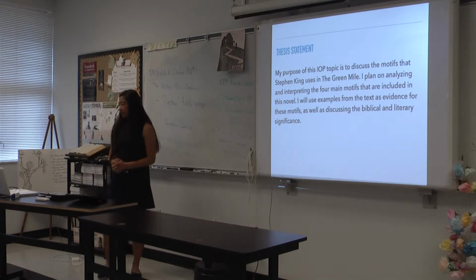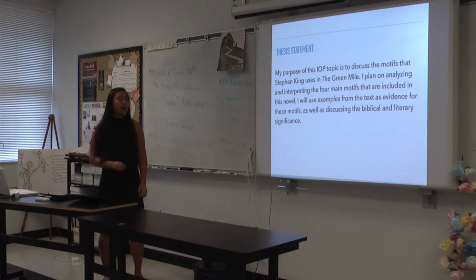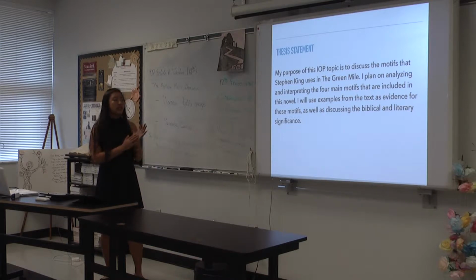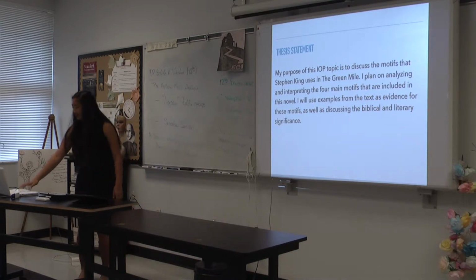So my thesis statement: I plan on analyzing and interpreting the 4 motifs that Stephen King uses in his novel, The Green Mile, and I'll be discussing the biblical and literary significance and references that he uses, as well as using text from the evidence to support my points made.